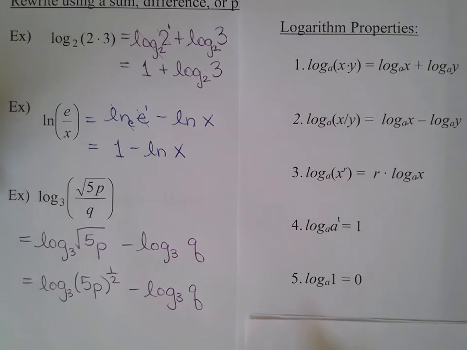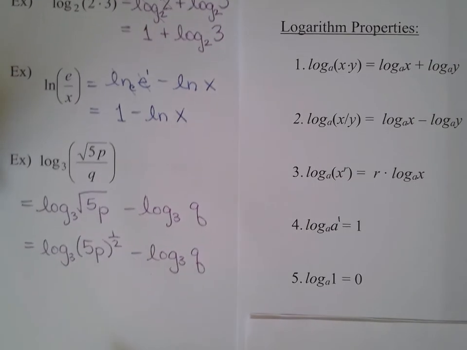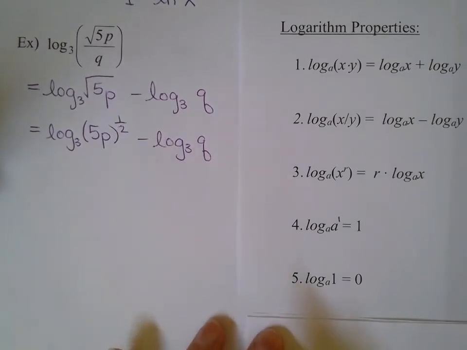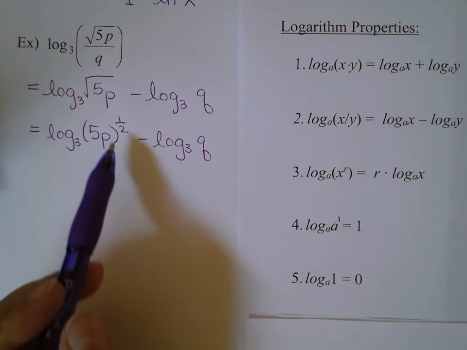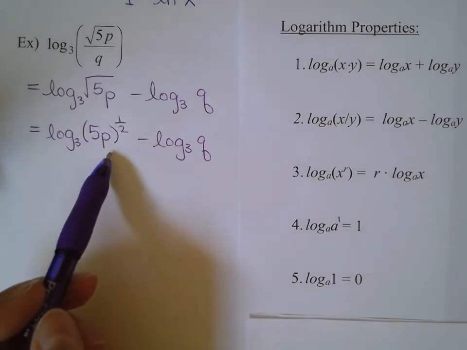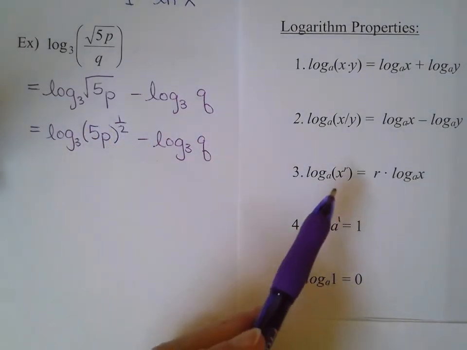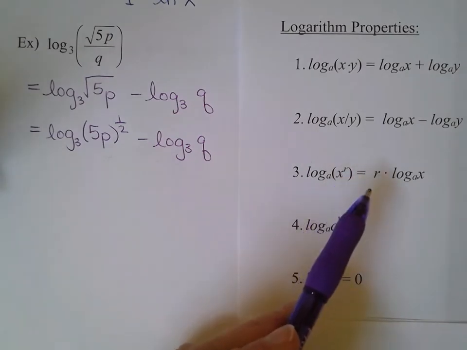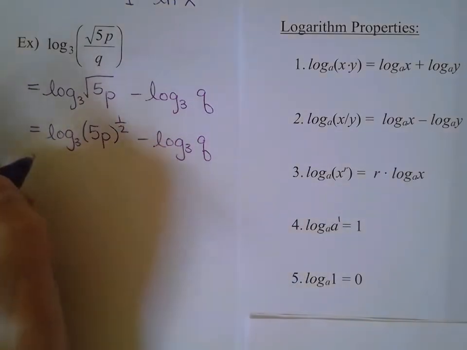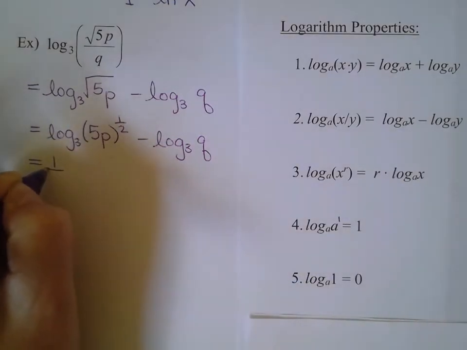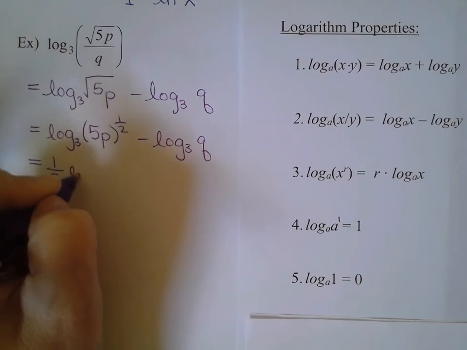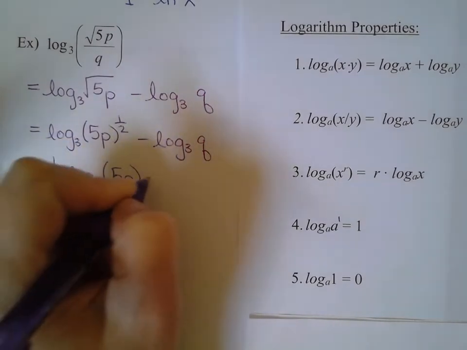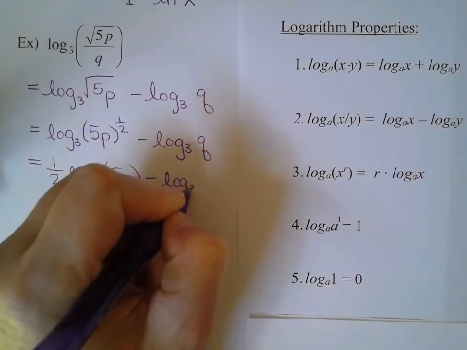Okay, can you guess which property we would like to apply next? 1/2, because it's an exponent on everything that we have here inside this logarithm, we're going to use property number 3. So we can bring that exponent, it's like the r here, out to the front as a multiplier. So this becomes 1/2 times the log base 3 of 5p minus the log base 3 of q.